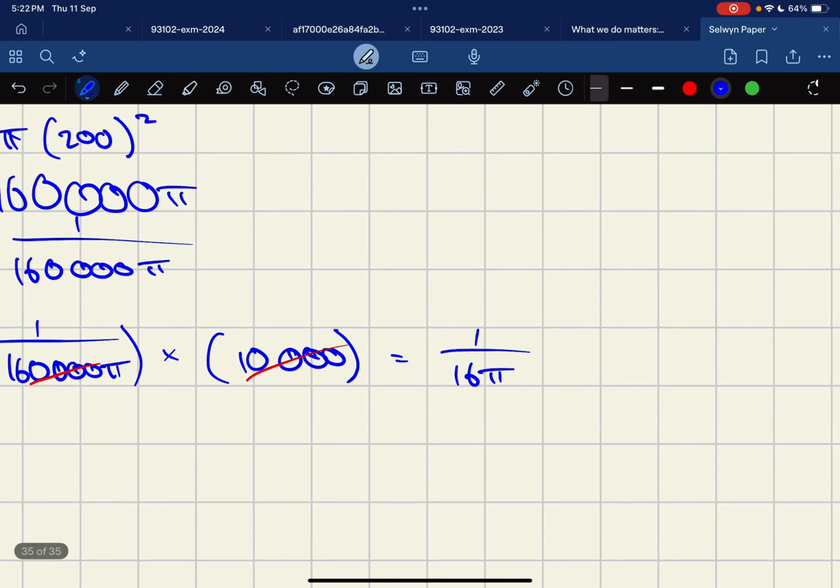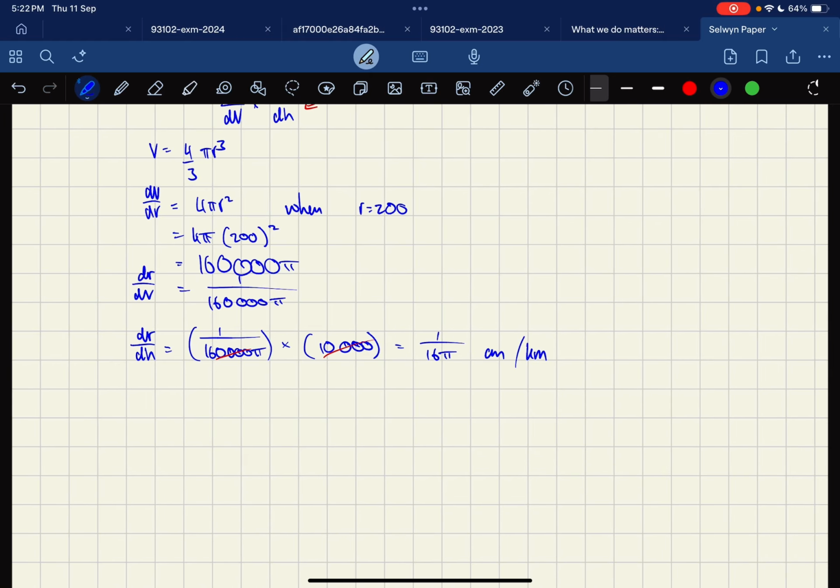And you can put your units here as well. So the radius is changing at centimeters, and then the as it climbs is per kilometer. And that's it.